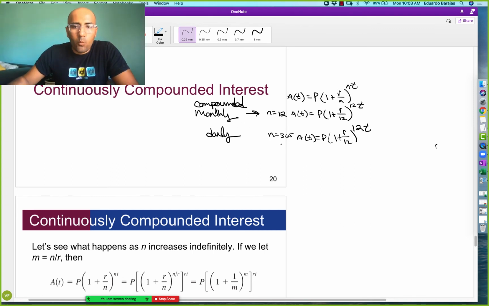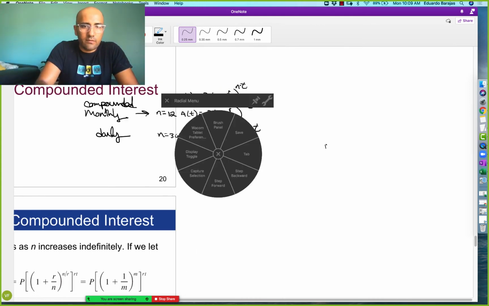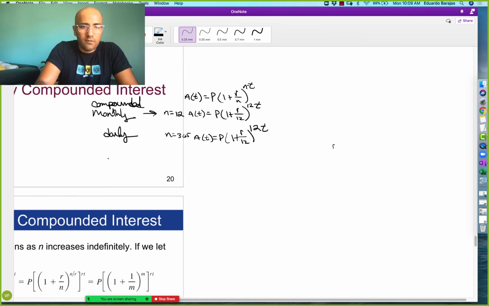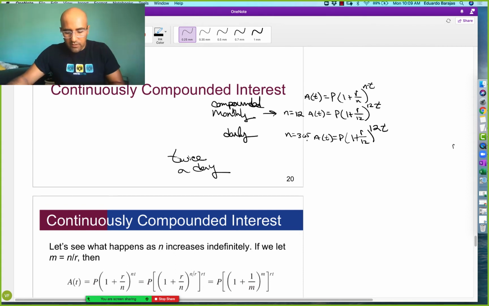Okay. What if we wanted more than that? What if we wanted twice a day? I want to compound this twice a day, once at 6 a.m., once at 6 p.m. Well, in 1 year, it would be twice as much as this. So it'd be 365 times 2, 730 times it would get compounded in 1 year. So n would be equal to 730.